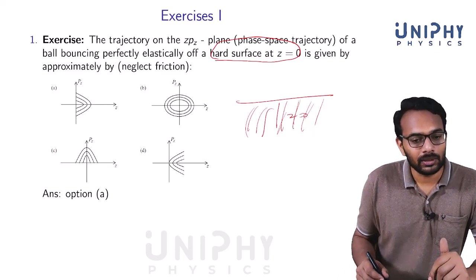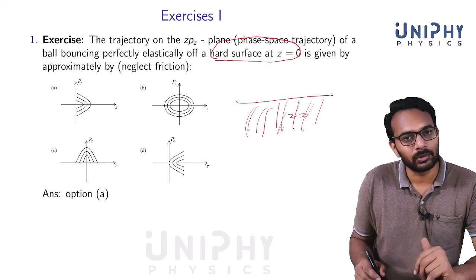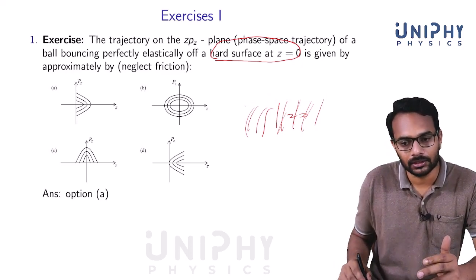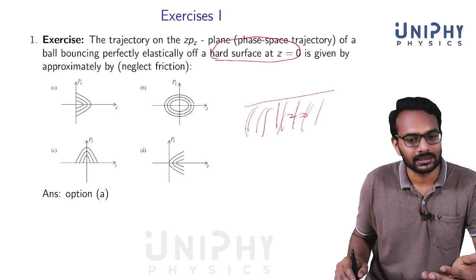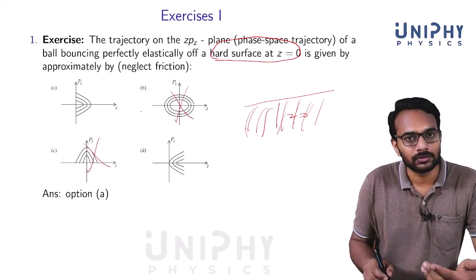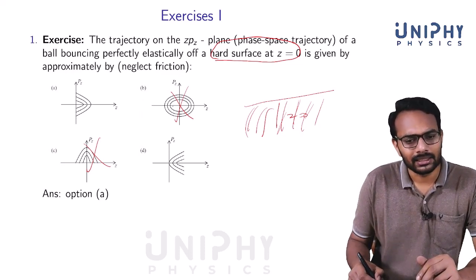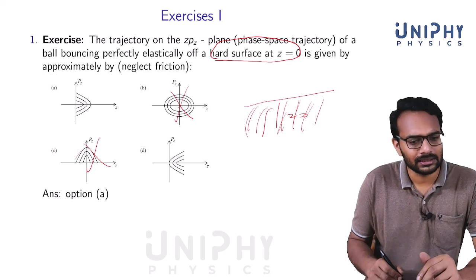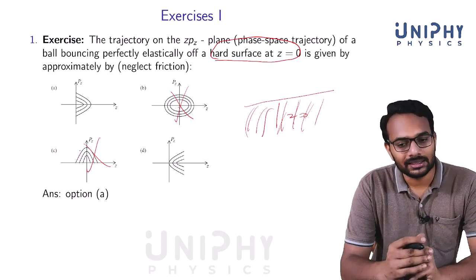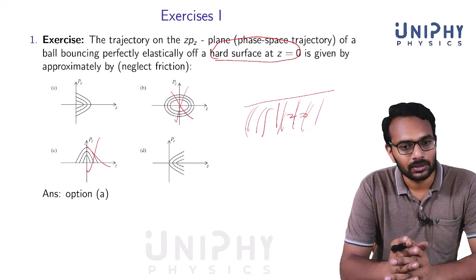We look at these diagrams, and from the question we see that there's nothing corresponding to z less than 0. It's a hard surface at z equal to 0, so z less than 0 is not accessible. So immediately we can remove these two options from our possibilities. Why? Because here there's something corresponding to z less than 0, and here also, but we are talking about a system which has no access to negative values of z. Now which is the answer?